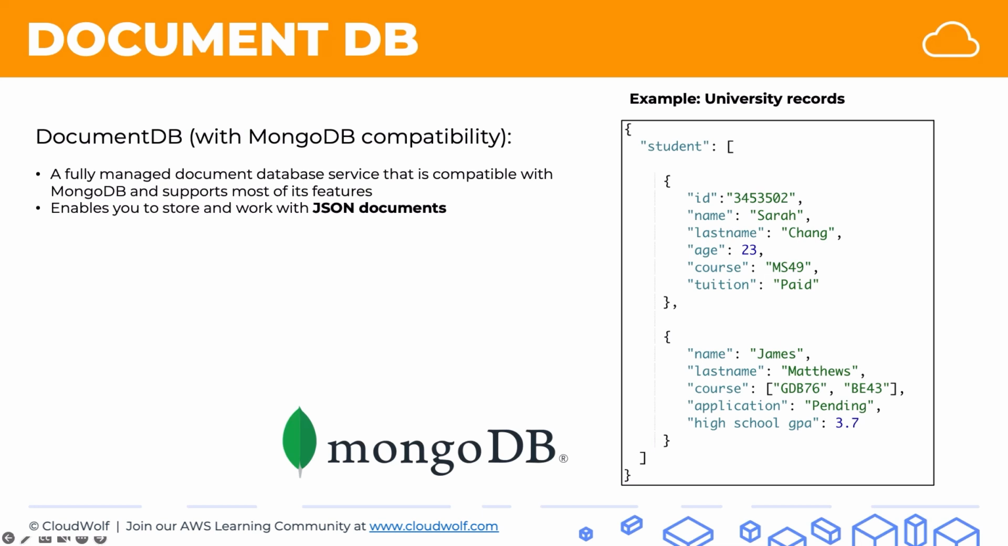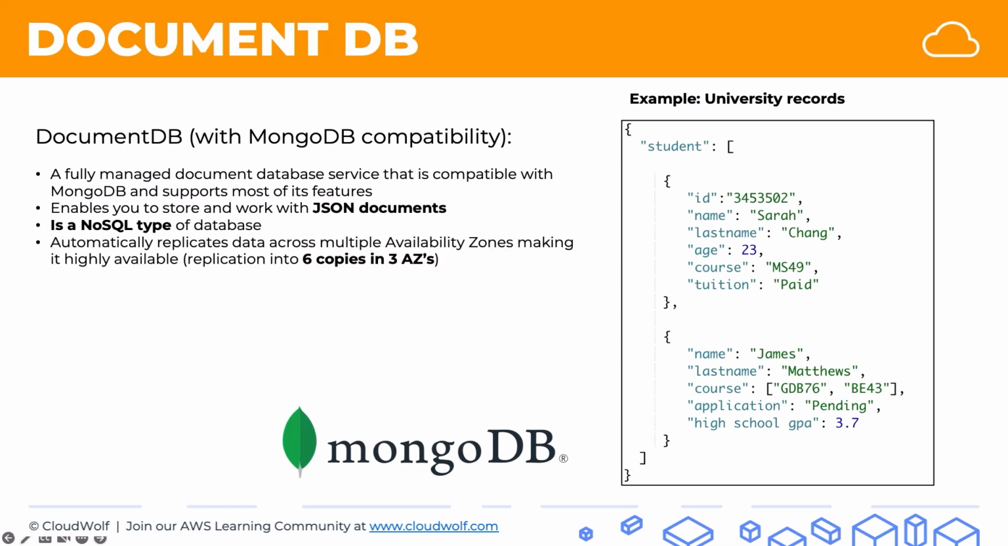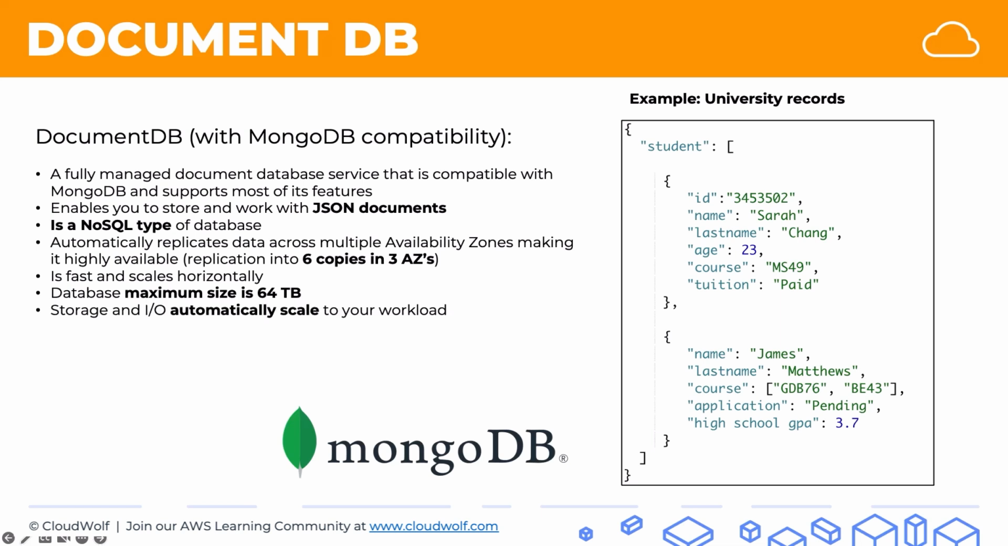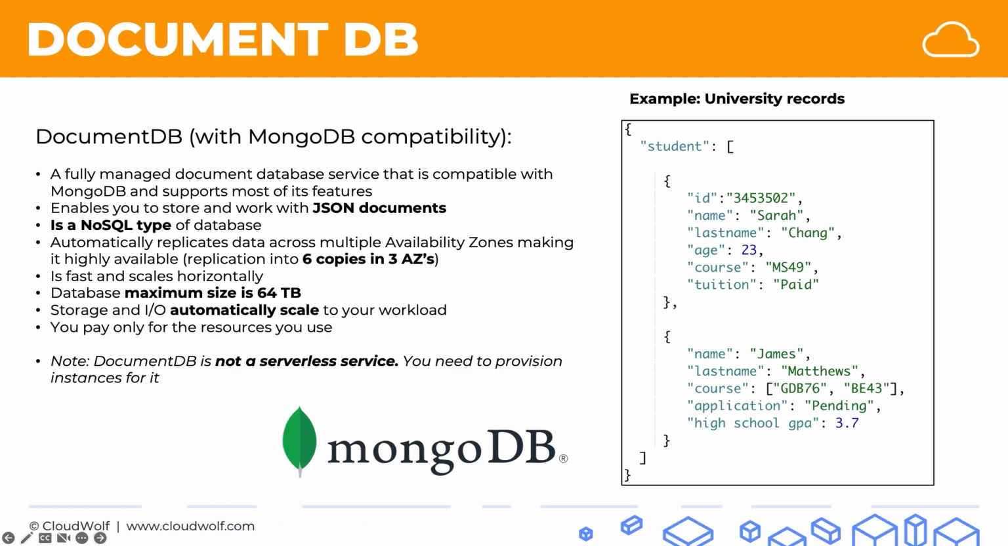So as we've discussed, DocumentDB enables you to store and work with JSON documents. It's a NoSQL type of database. Important to remember that as well. It automatically replicates data across multiple AZs, so it's highly available. It has 6 copies in 3 different AZs. It's fast and it scales horizontally. The database maximum size is 64 terabytes. The storage and input-output automatically scale to your workload. You only pay for the resources that you use. And note that DocumentDB is not a serverless service. You do need to provision instances for it.